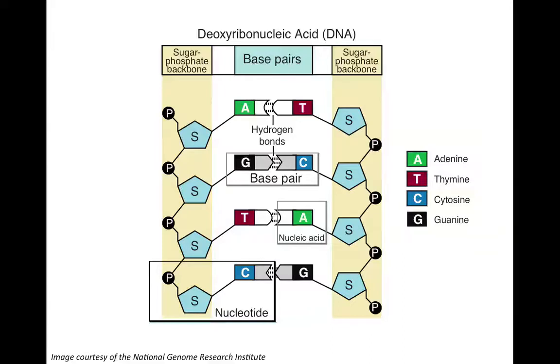On the other hand, those hydrogen bonds need to be weak enough such that they can be broken to expose those bases so that the DNA code can be read in order to make proteins during protein synthesis, and also so that the DNA double helix itself can be replicated prior to cell division.